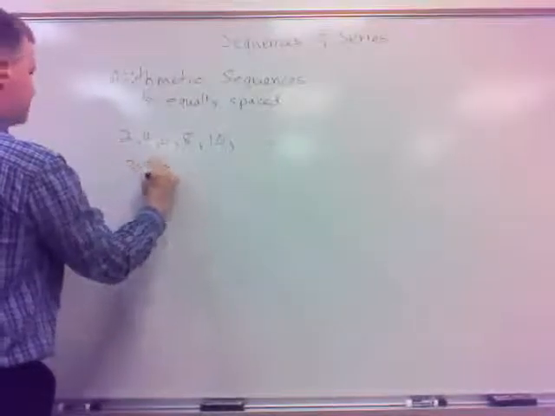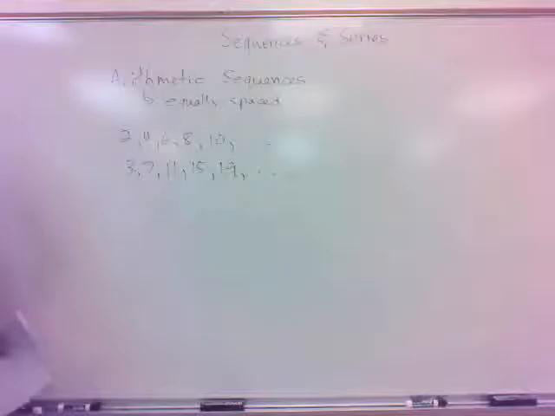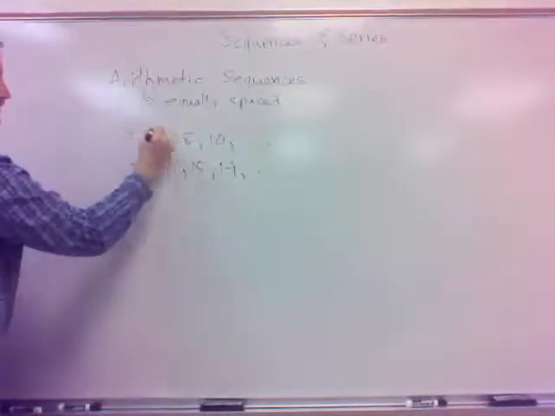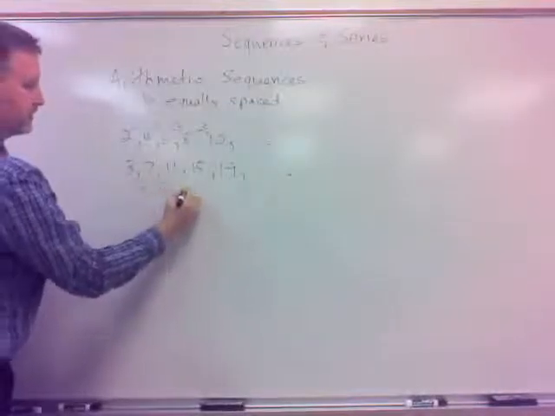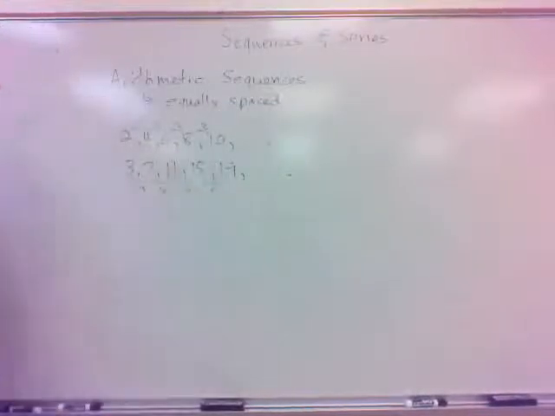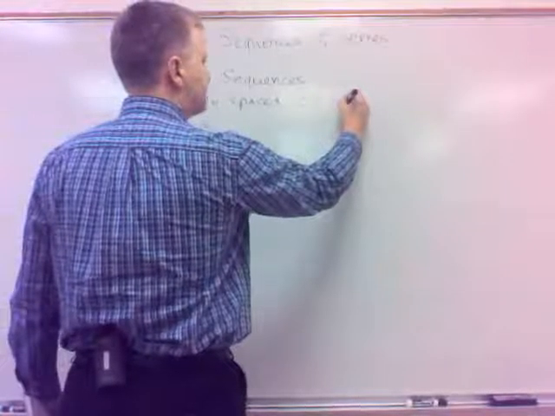3, 7, 11, 15, 19. This was another one I had previously. Those are equally spaced, right? Got a spacing of 2 here, spacing of 4 here. So every time they're equally spaced. That's the basics behind it. Now, a more technical terminology here is to say they have a common difference.